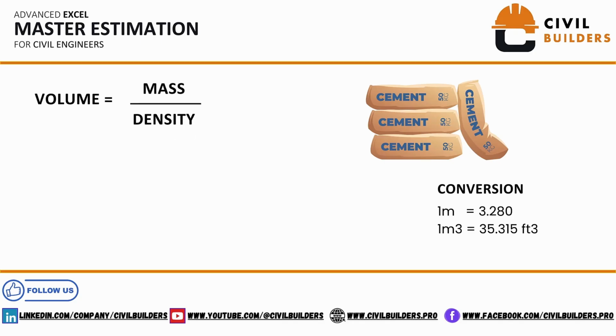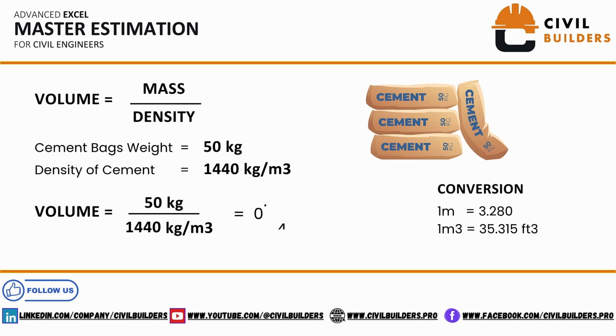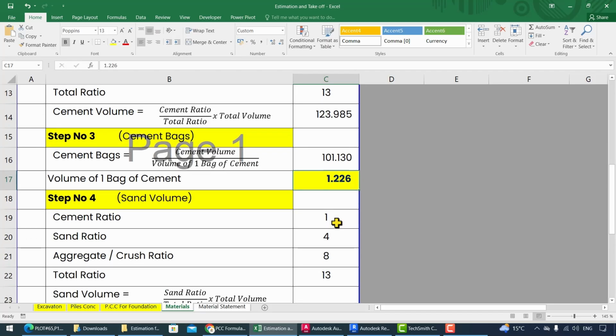We knew that one bag of cement is 50 kg, and the density of cement is 1440 kg per cubic meter. By inputting these values in the formula, volume equal to mass over density, we got the value 0.374 cubic meter. To convert this value into cubic feet, we need to multiply it with 35.315. Then we got the volume 1.226 cubic feet.